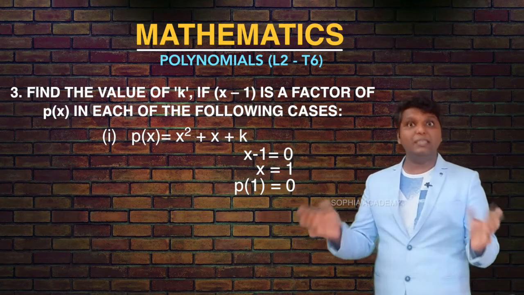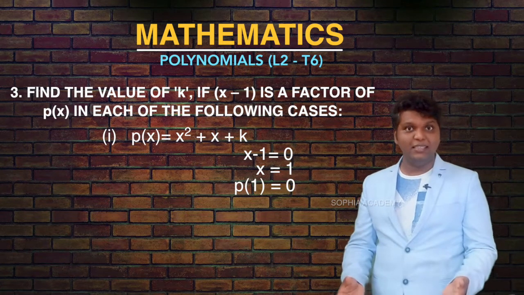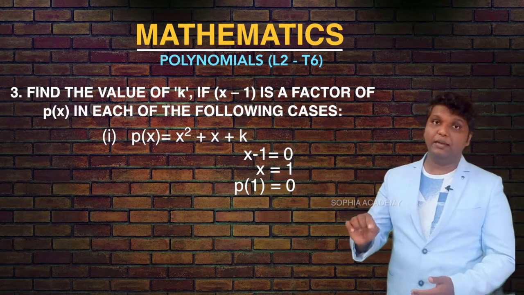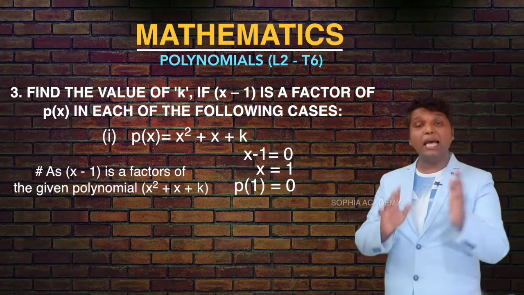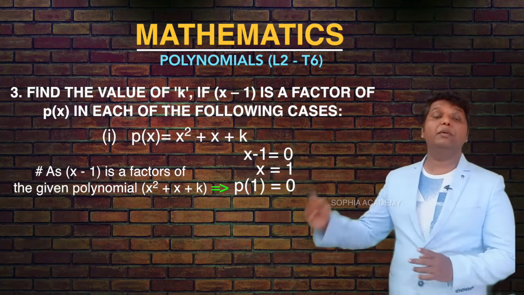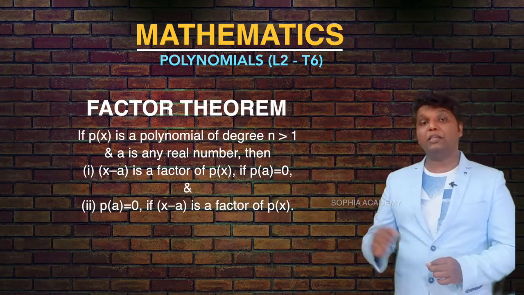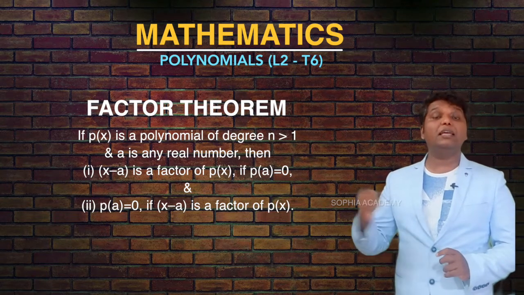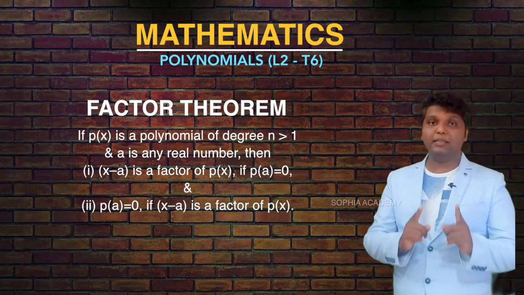Why are we demanding that it is equal to 0? Why can we say that? Because it is given that it's a factor. We are not checking it. Up to this question we were checking whether it was a factor or not. But in this question it is mentioned very clearly that it is a factor. So as x minus 1 is a factor, by the factor theorem p of 1 will be equal to 0, because the factor theorem says that if x minus a is a factor, then p of a will be equal to 0. And if p of a is equal to 0, that means x minus a will be a factor. This is what we call the factor theorem.